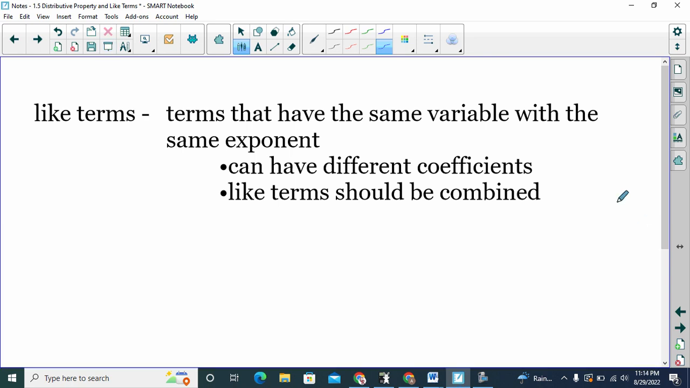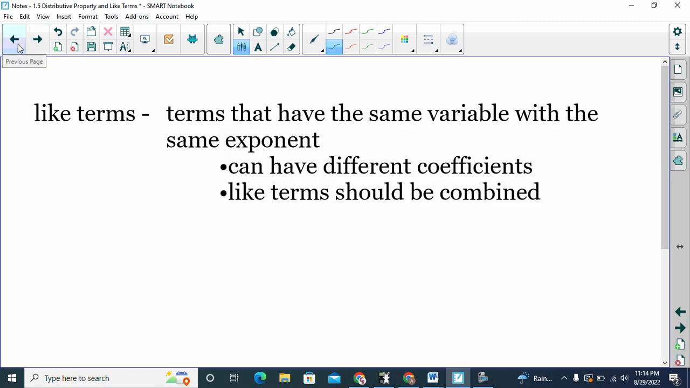And like terms are always going to be combined. We're always going to try to combine them to simplify. So again, like terms are terms that have the same variable with the same exponent. It's okay if they have different coefficients. And like terms should be combined.